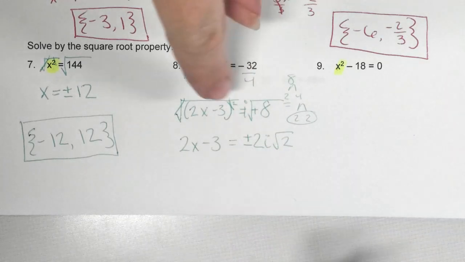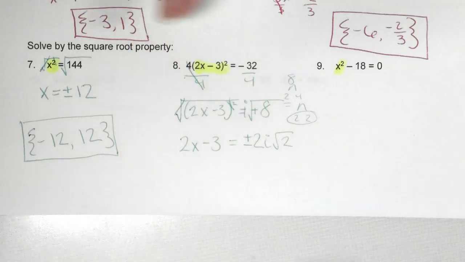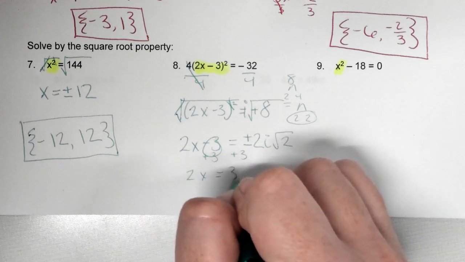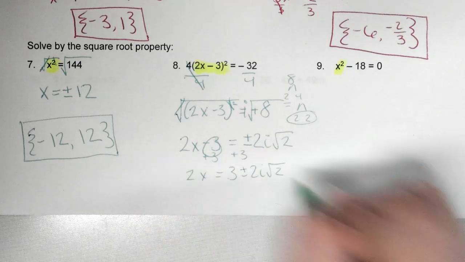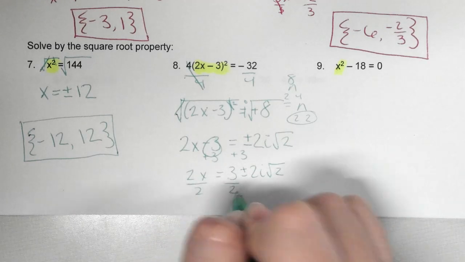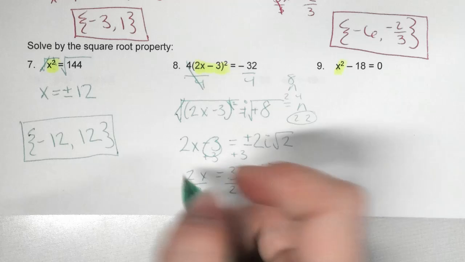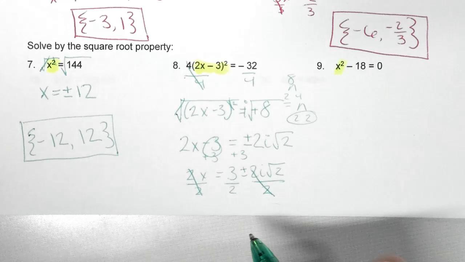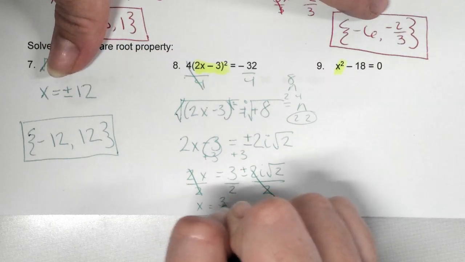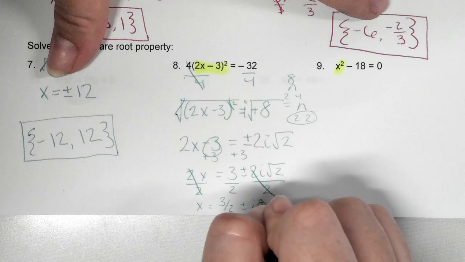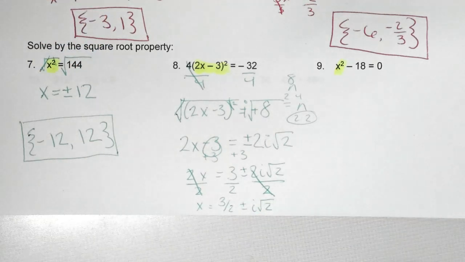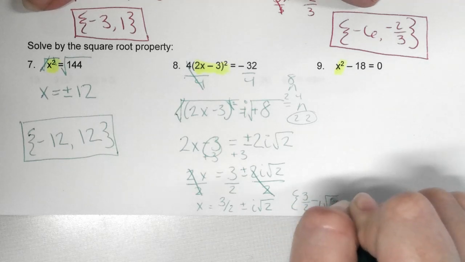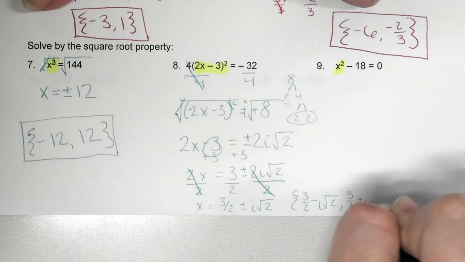And now I have to solve for x because I don't have x by itself yet, so this isn't my answer. So I'm going to add 3 to both sides. Get 2x equals 3 plus or minus 2i root 2. Divide by 2, divide by 2. I'm dividing every single term by 2. This cancels, that does not cancel. Now, inside the house cannot cancel, only outside. So my answer is 3 over 2 plus or minus i root 2. But I have to write it twice. So I have 3 over 2 minus i root 2, 3 over 2 plus i root 2.